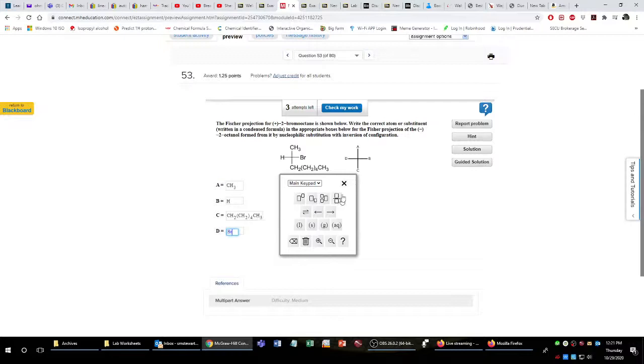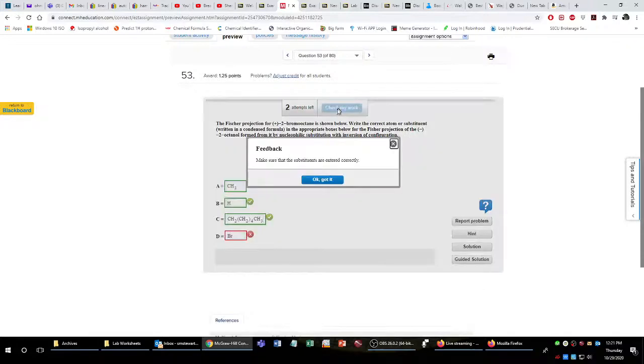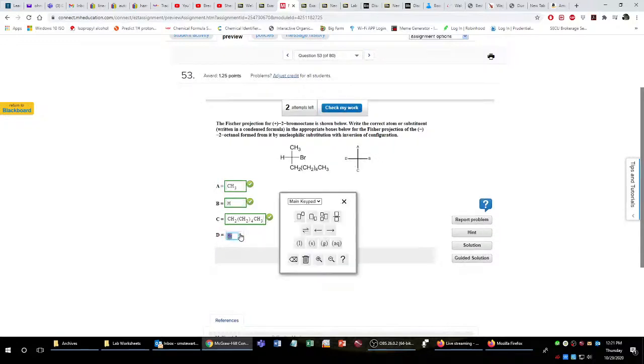So basically when we do this to switch between plus and negative, it's just the same thing as switching between R and S. We just need to flip the H and the Br, so the Br will be in the D position, the H will be in the B position, and A and C are the same. How are you possibly marking that wrong?